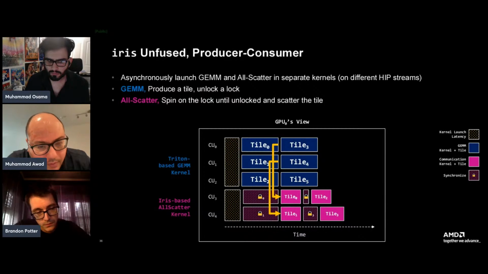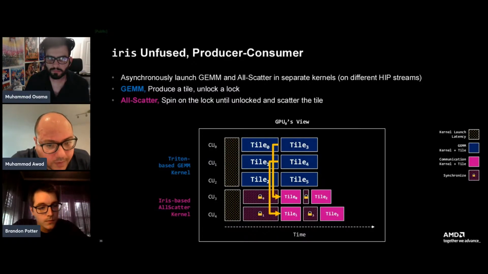The kernel that is doing the GEMM, that is producing the data, produces tile 0, tile 1, tile 2. The communication kernels, if you see here, are just sitting, spinning, waiting for the tile to be produced. And once they are produced, they consume it. So you see here the arrow with the yellow. Once tile 0 is ready, the lock is ready to be acquired, and the communication kernel consumes tile 0. And maybe here it will do an all-scatter or whatever it needs to do.